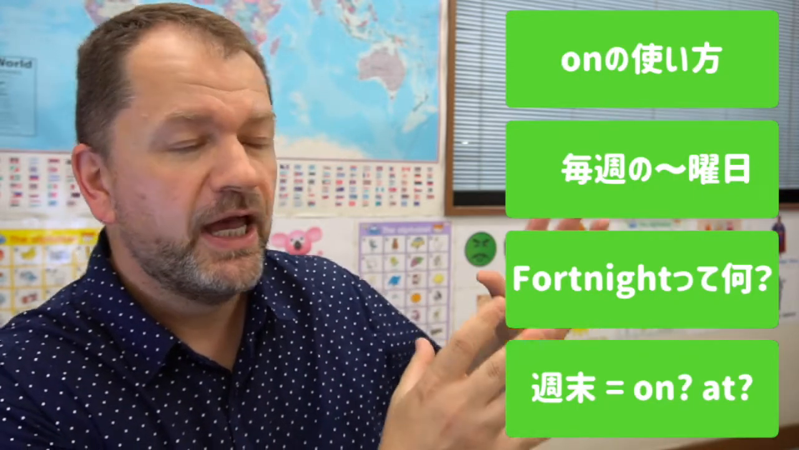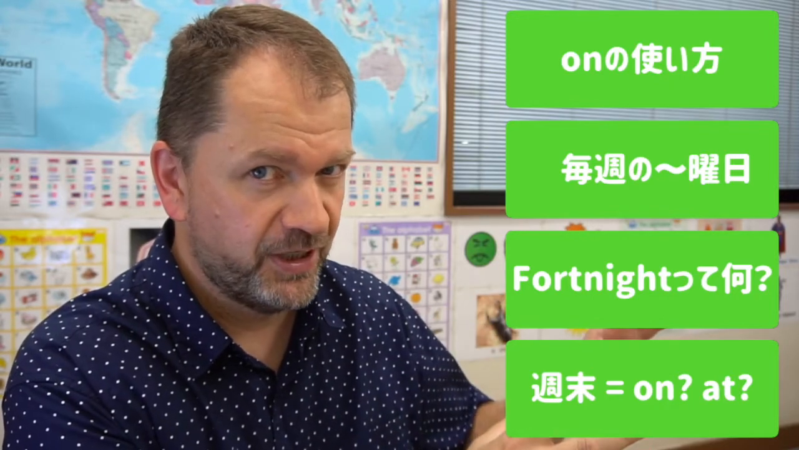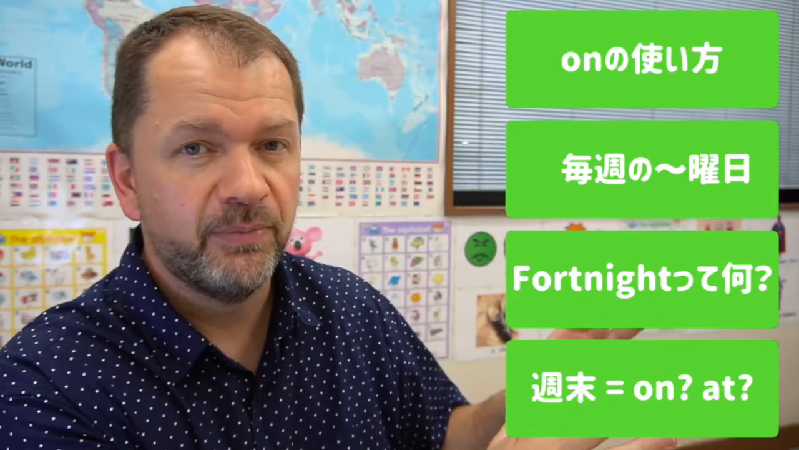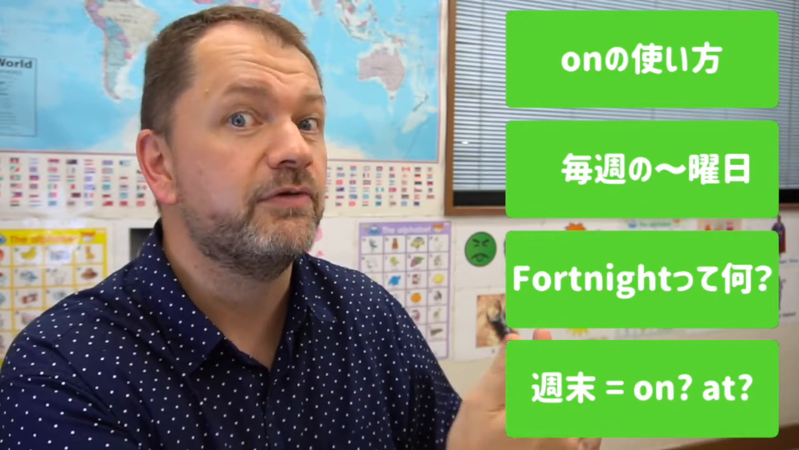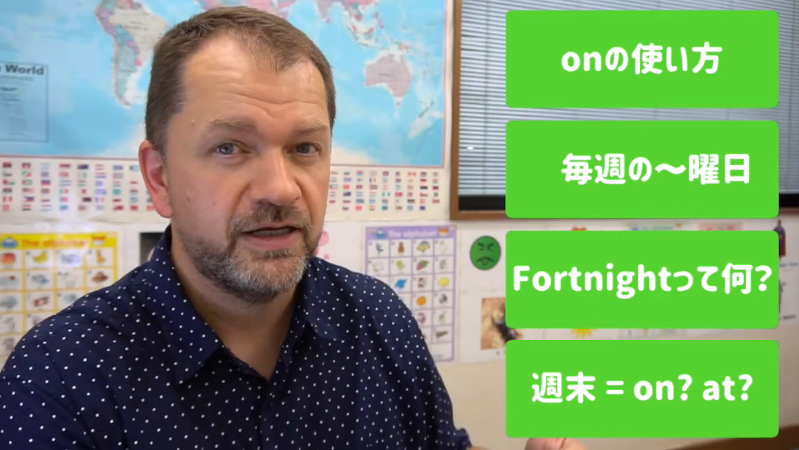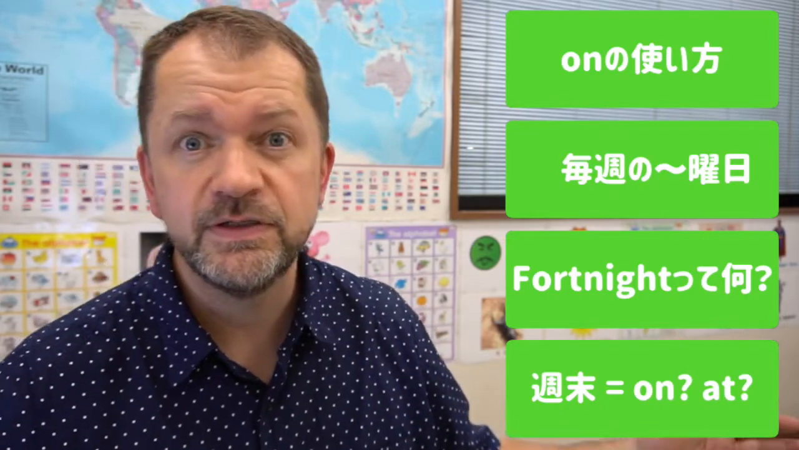It's grammar time. Okay, now let's talk about 4 points of grammar and vocabulary. So the first point is how to use on, the preposition on. Okay, the next point is talking about regular routine things that you do every week on the same day. The next one is talking about the word fortnight. And the last one is talking about the weekend, the differences between British and American English.